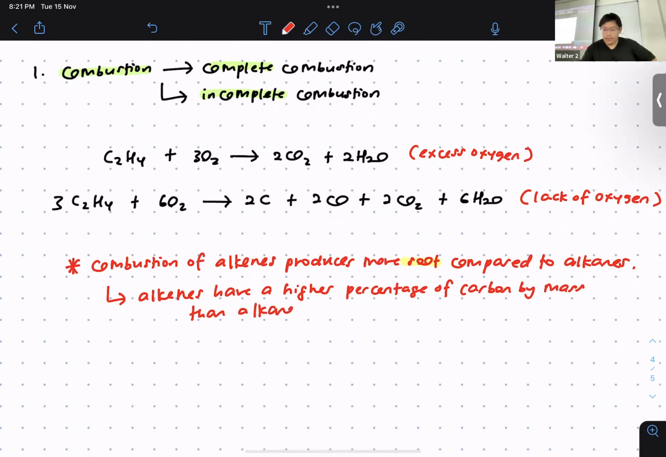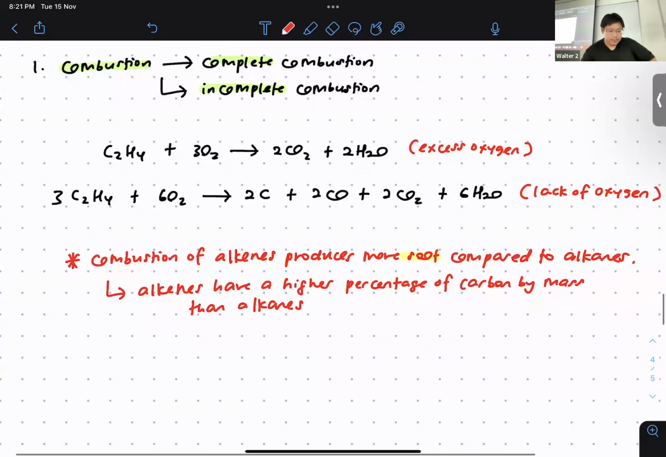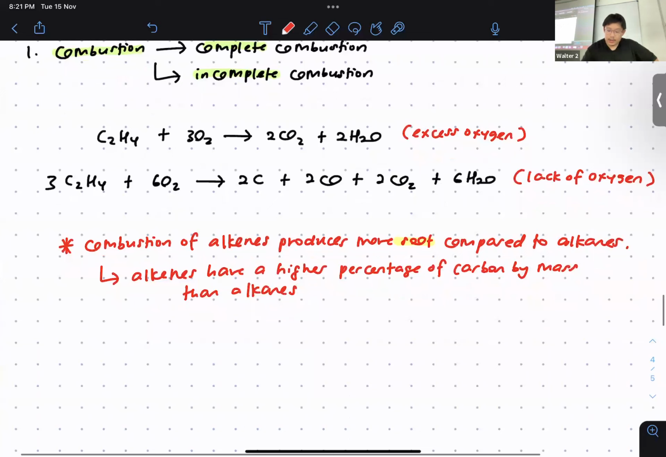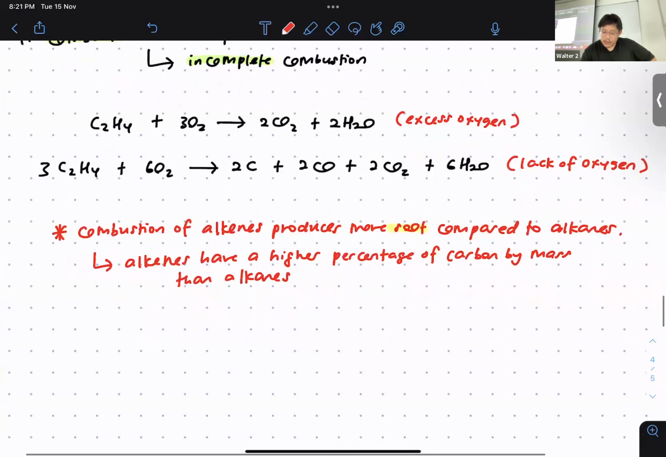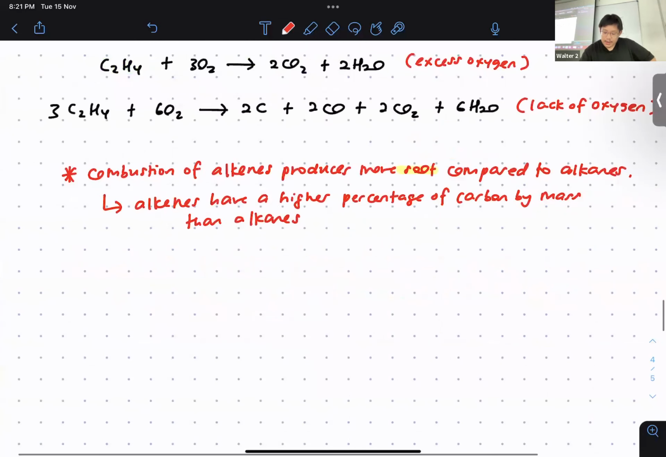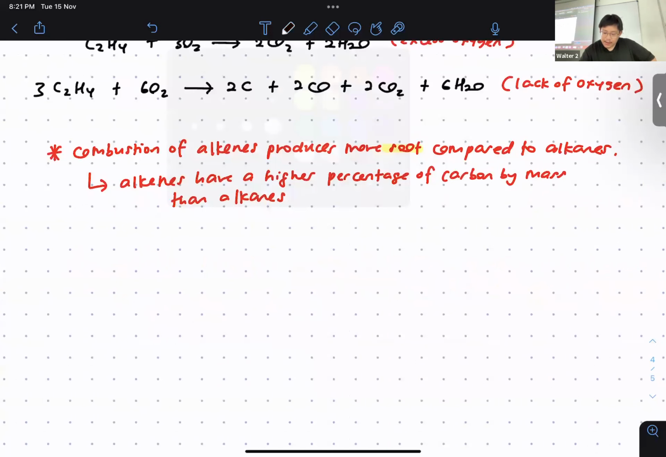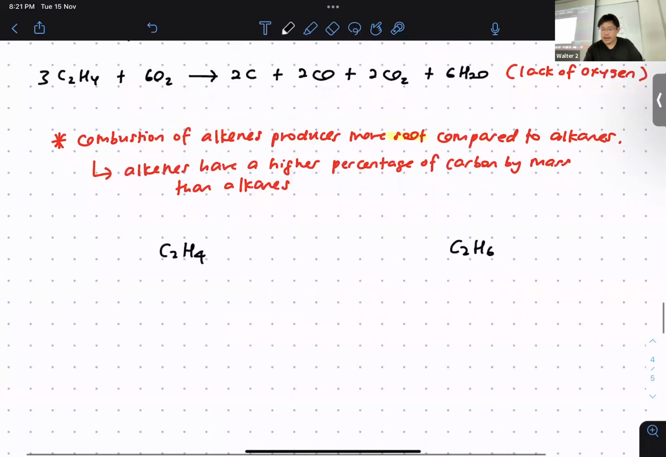Okay, so how do you prove it? To prove it, very simple. I'll give you an example of comparison. On the left side, we're going to calculate the percentage of carbon by mass for ethene. And then on the right side, we're going to calculate the percentage by mass for ethane.